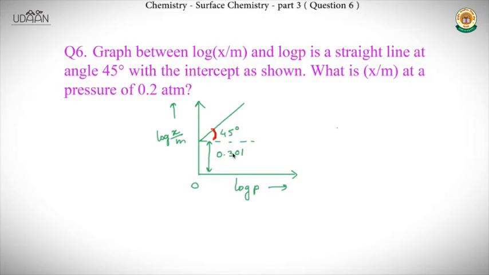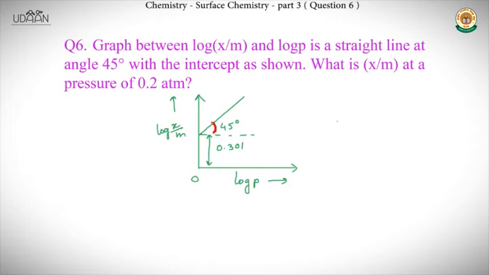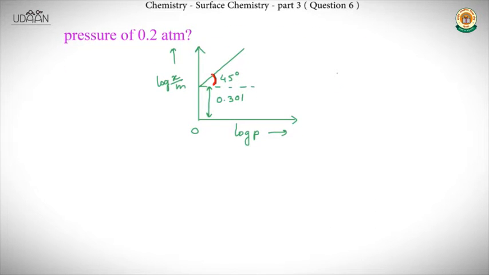Okay, so let's solve this question in which we are given this graph between log x by m and log p. It is also given that the pressure is 0.2 atm. We have to find the value of x by m. It's a very direct question, very, very easy. We've been given the graph.